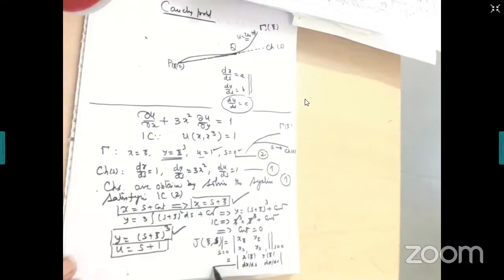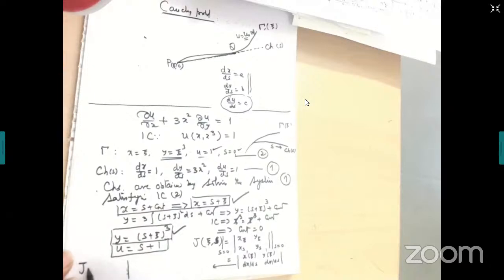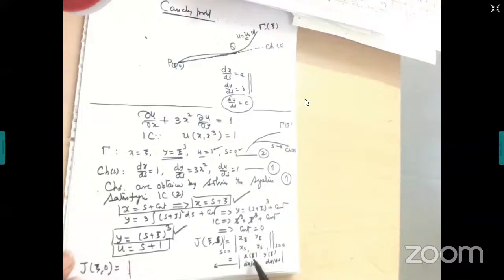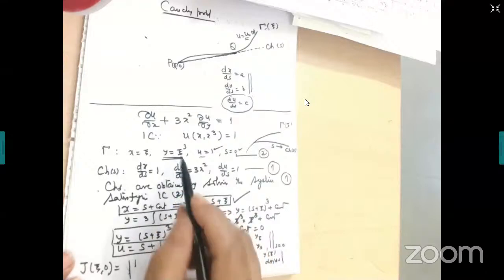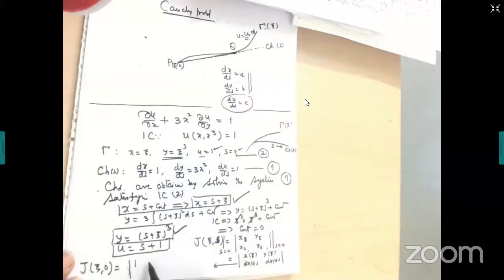What is this expression? Can you tell me quickly? J at xi, 0, what is this expression? x dash xi. So x dash xi is 1, am I right? Yes, sir. Xi is 1, y dash xi, so 3 xi square.